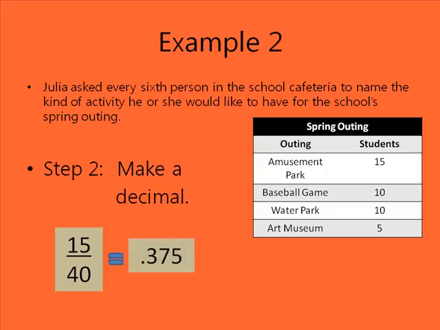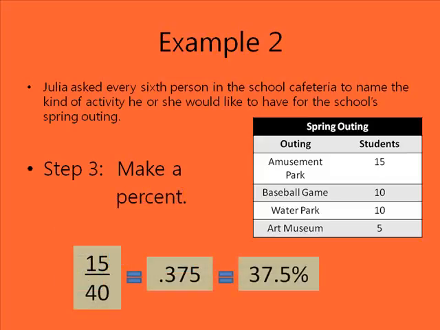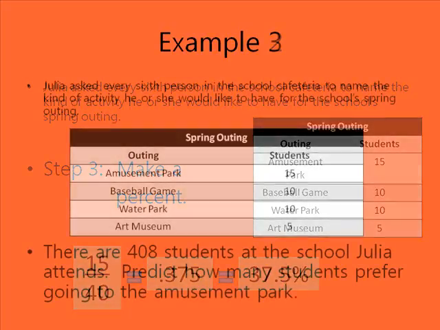The next step is to make a decimal. Now, if you want to make it easier, you can reduce the fraction because that will equal 3/8, and anyone really good with math knows that 3/8 is the same as 0.375. Move that decimal over twice, and boom, you've just made a percent, 37.5%. And now we have the answer represented 3 different ways.